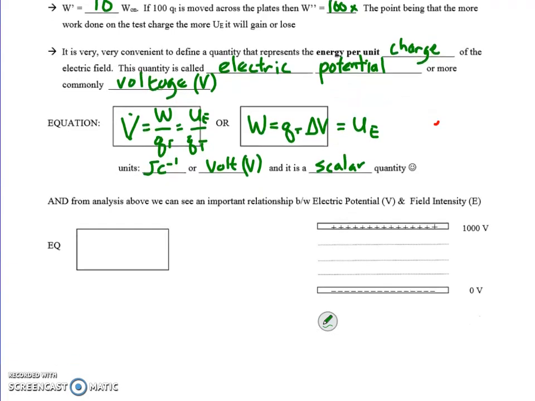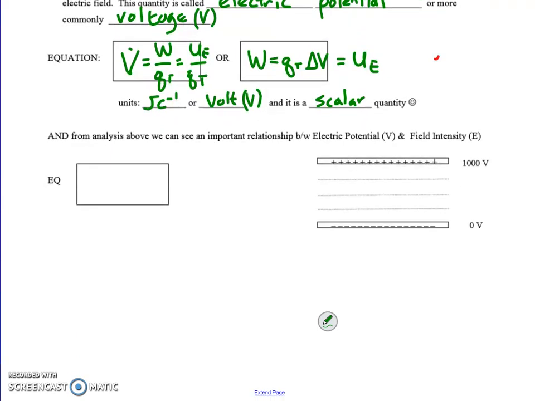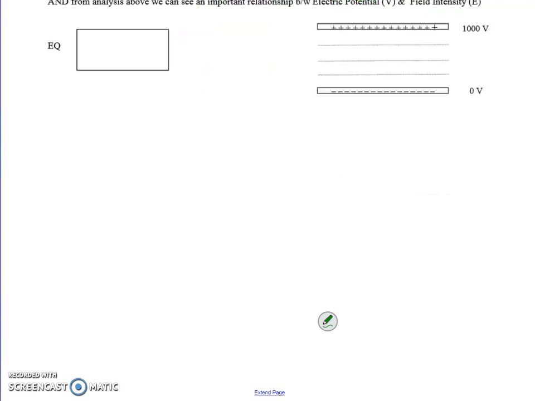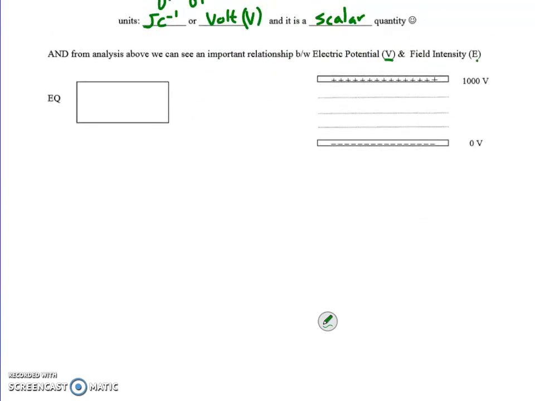So before we move on to doing some problems, I want to look at one other relationship that's important to know, and that's the relationship between the potential set up in a field and the electric field intensity, all right, between V and E.